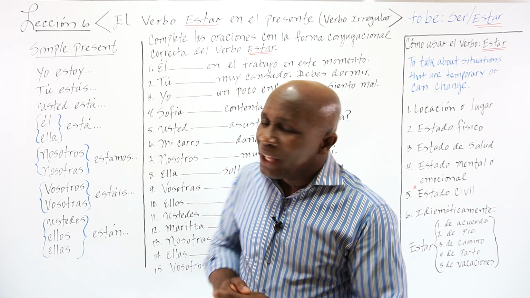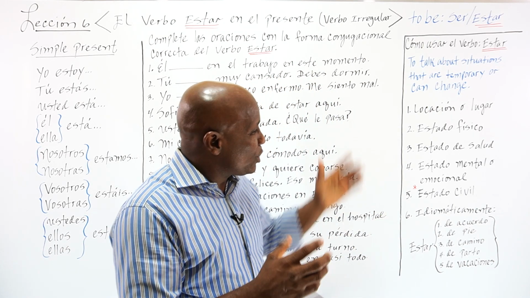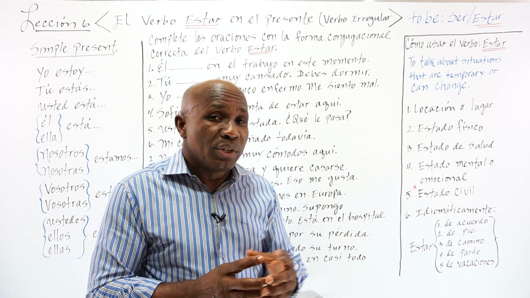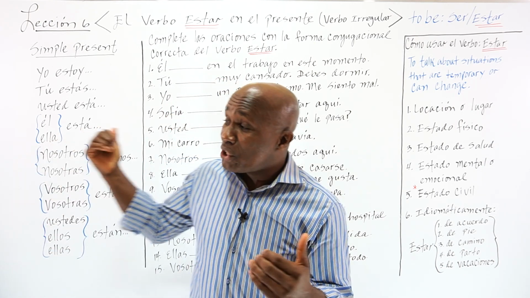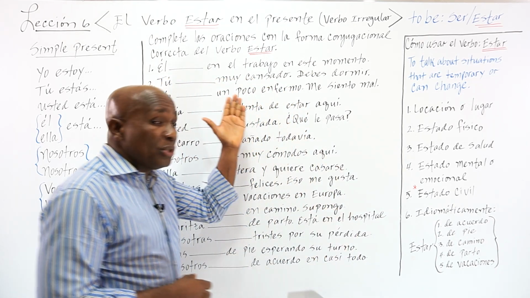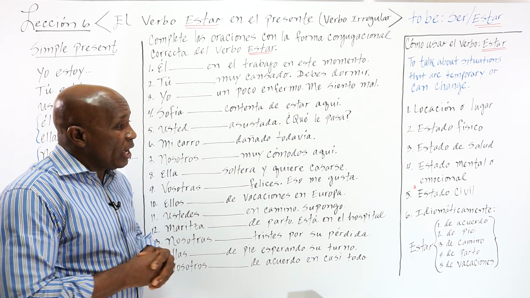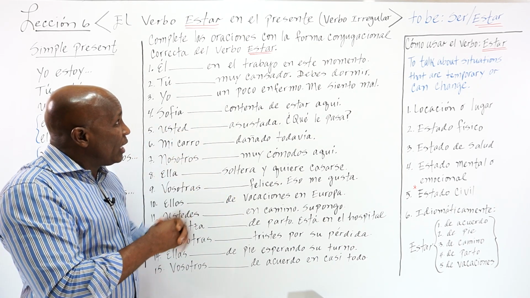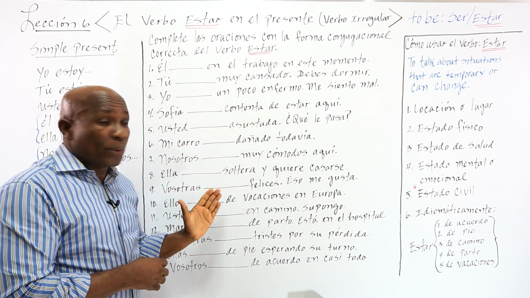So let's continue with the context in which the verb estar is used, and we have the conjugation right here. We're going to practice that now, and then we're going to put it in context with this exercise over here.